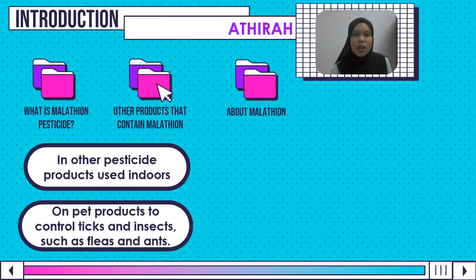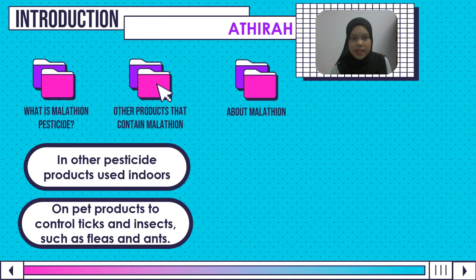There are several other products that also contain Malathion. For example, other pesticide products that are used indoors. This kind of product is often used to control pests like cockroaches in our house. Other than that, Malathion can also be found in pet products to control ticks and insects such as fleas or ants.